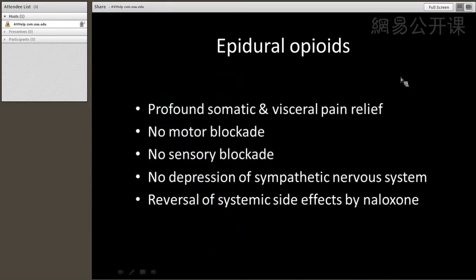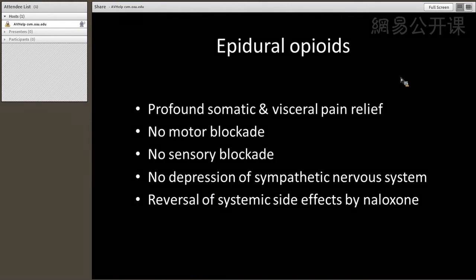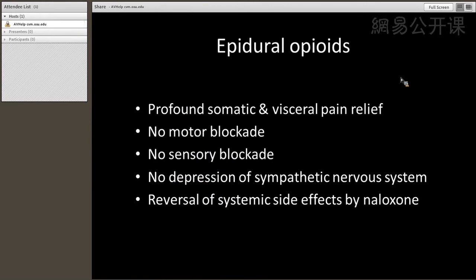Some advantages of epidural opioids are that you get profound somatic and visceral pain relief. It can actually be really helpful. No motor blockade, so your patients will still be able to walk. You won't get sensory blockade, and so that's good in some patients, not good in others. You don't get depression of the sympathetic nervous system, and if you get any systemic side effects like sedation, you can reverse those with naloxone and still maintain your analgesia around the spinal cord.